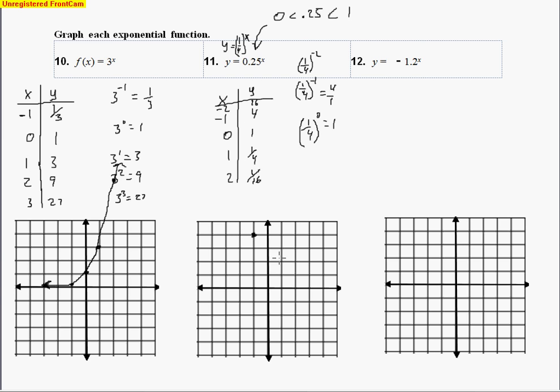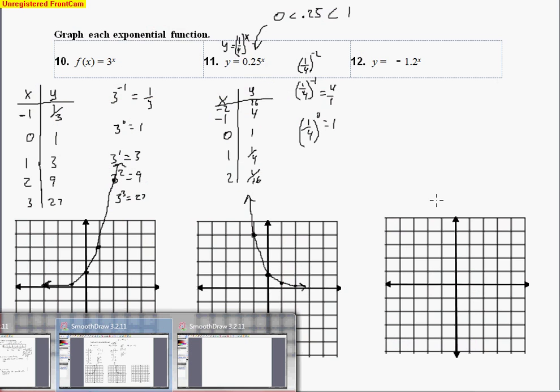It'd be way up here. Over 0, up 1, and then over 1, up 1/4. So it's going to be here. Over 2, up a 16th. It's going to be way down here. So you can see it's going to start up here, and it's going to continue down and get really, really close to this x-axis, but just never quite touch it. And it's going to continue up very quickly. And that matches what we had over here.